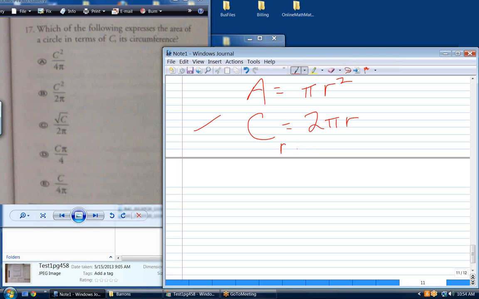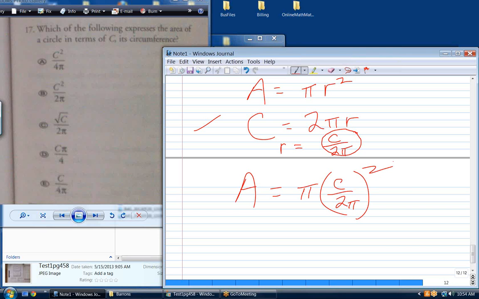When you solve for r, you end up with c over 2 pi. And there's the path we're going to use to answer their question. Now we're going to substitute this into the area equation. So area is equal to pi times c over 2 pi, squared. So what is that reduced to? We don't see that answer in one of the 5 choices, so we're going to have to simplify this.